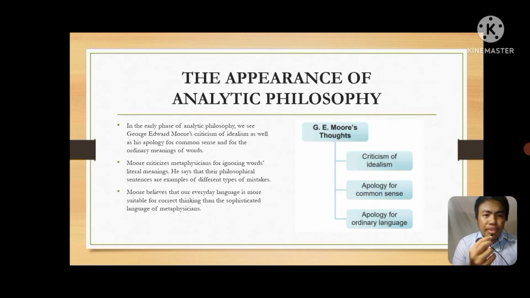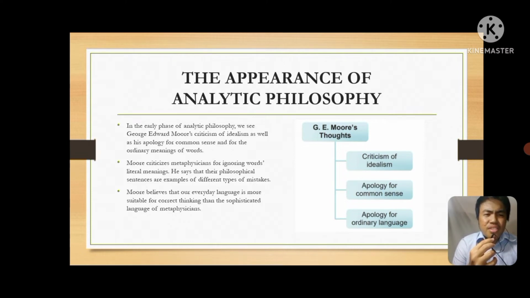The appearance of analytic philosophy. So here, as we can see from George Edward Moore's work: first, criticism of idealism; second, apology for common sense; and lastly, the apology for ordinary language. So in the early phase of analytic philosophy, we see George Edward Moore's criticism of idealism as well as his apology for common sense and for the ordinary meanings of words.